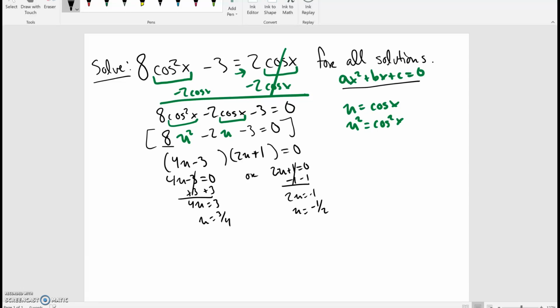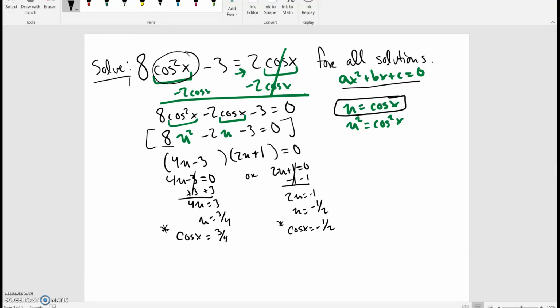Okay, so now this is not the answer, because remember, initially we were solving for an x value. This is a u value. Now remember that u equals cosine of x, so I'm going to substitute that for u. So cosine of x has to equal 3/4, and cosine of x equals negative 1/2. Now this one's a little challenging, so let's wait a little bit on that one. Let's go ahead and do this one.